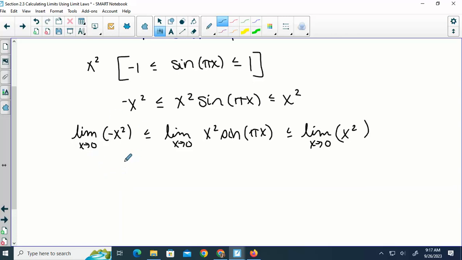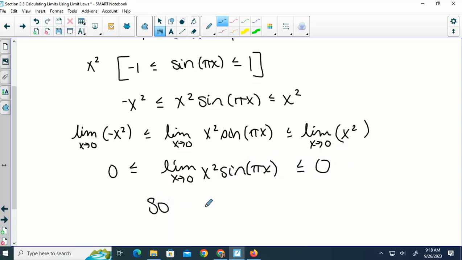So then we know the limit as x approaches 0 of -x squared is equal to, we can't do the middle, and this end is equal to, so our overall limit has to be 0. The squeeze law only works if you get the same thing on both ends. Okay, if one of them was 0 and the other one was 1, that wouldn't help me at all. But if they match, then I know what my limit is equal to.